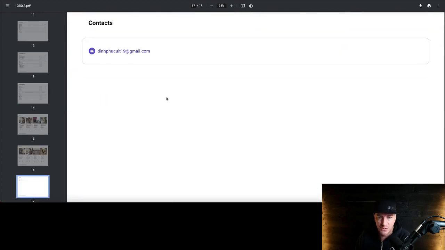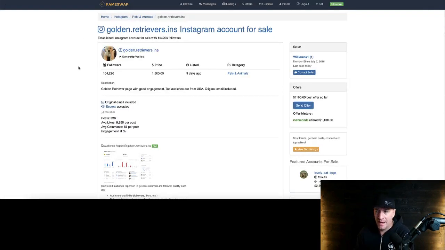So yeah, I think this one's solid for sure. And then if we were to end up finding that this worked, the cool thing about FameSwap is it uses an escrow service, so you don't have to worry about somebody stealing your money. And if the account doesn't get transferred, your money doesn't get transferred to the current owner. So you can change all that stuff over. And then you can basically take on the account and use it as you please.